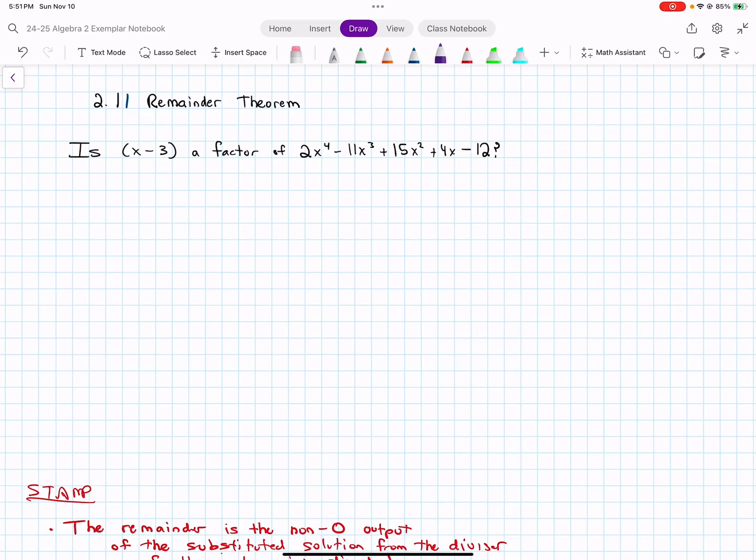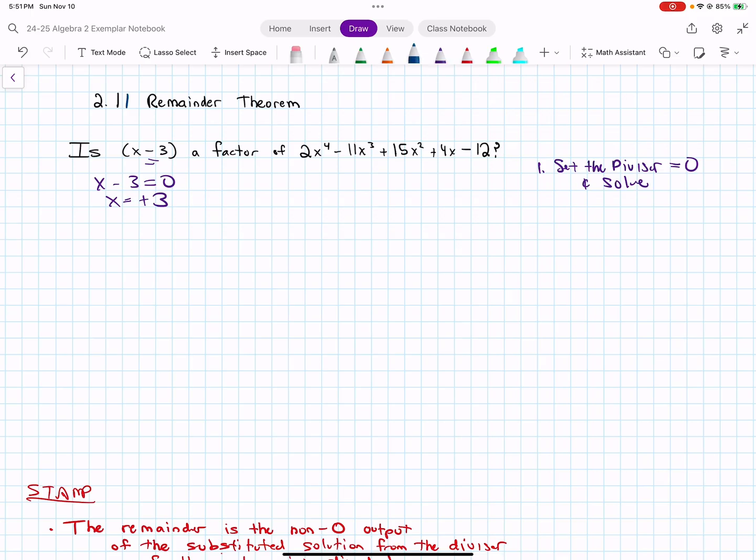We can use either one. Again, because this is an integer solution, it's best to use synthetic division. But there's actually another way to go about it. Step 1: set the divisor equal to 0 and solve. So x minus 3 equals 0, x equals positive 3, not like synthetic division.